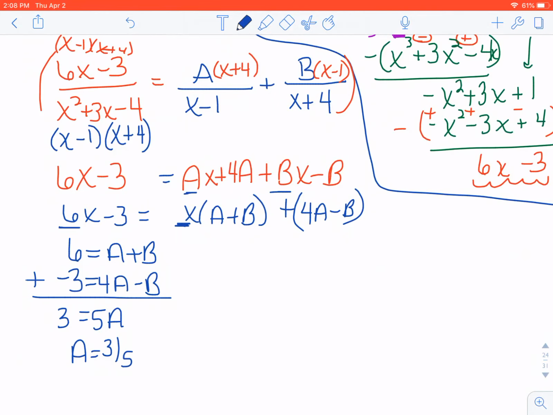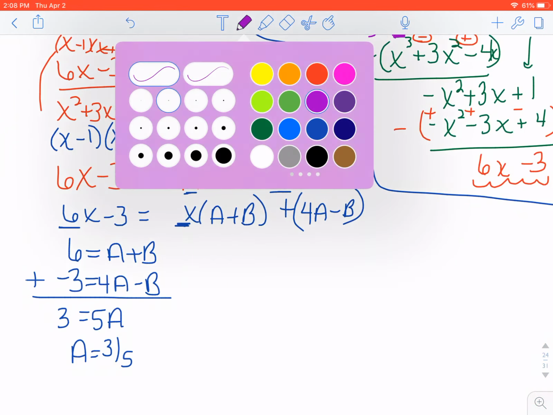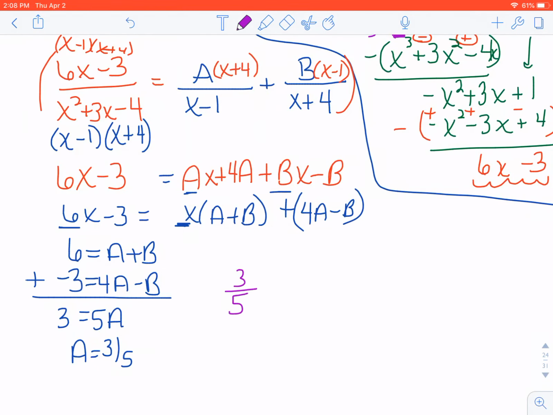Oh, got an evil fraction. That's all right, we can still work with fractions. So we have a being 3/5, plus b is supposed to equal 6. Well, if I place 6 over 5, 6 over 5 is really 30/5. And if we subtract 3/5, we get 27/5.